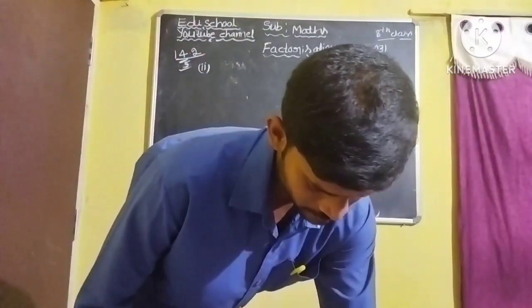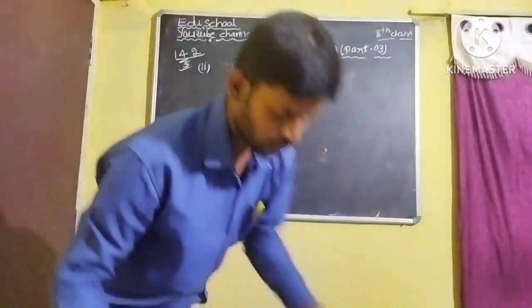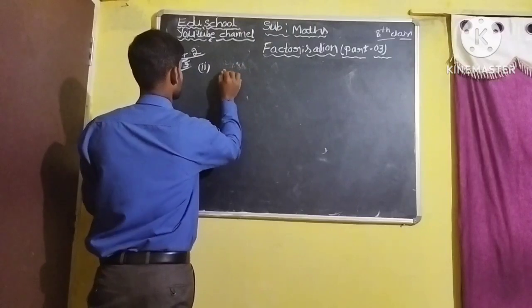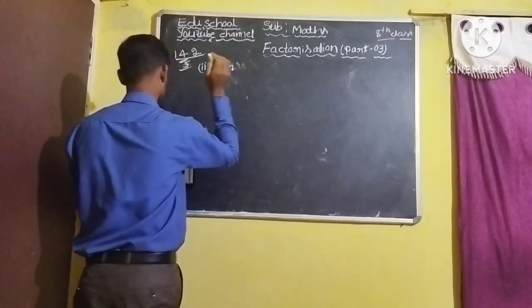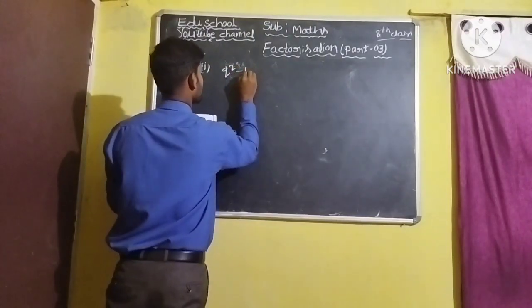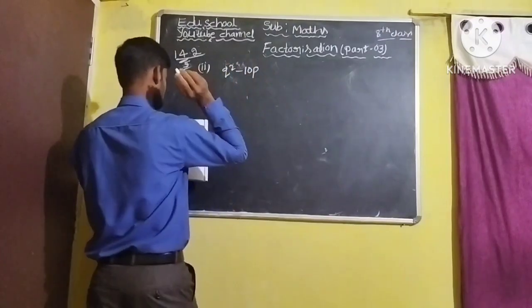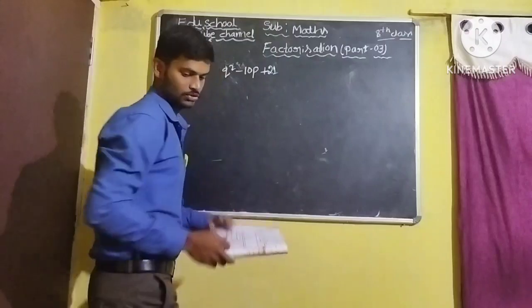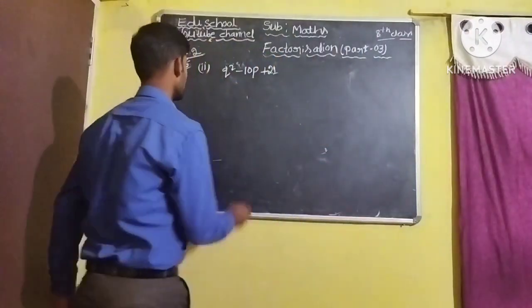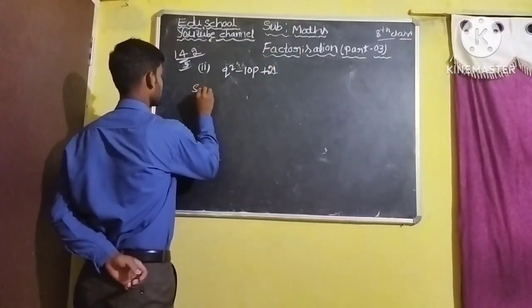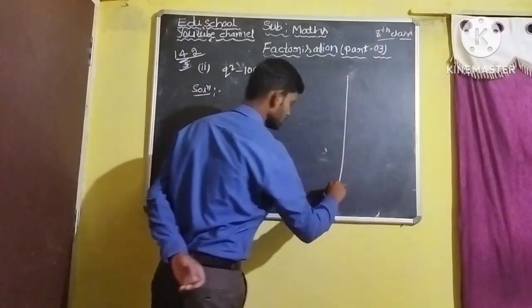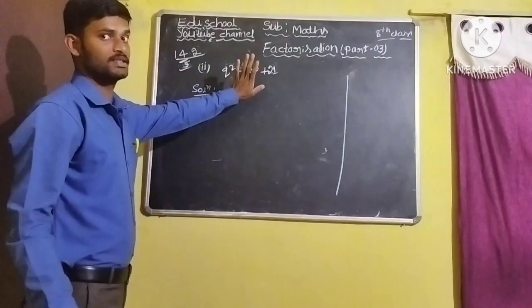Okay, so the second question is, what is given? q square minus 10p plus 21 is given. So observe, this question is also similar to the first question. Here also we can take the middle term, 10p is there.